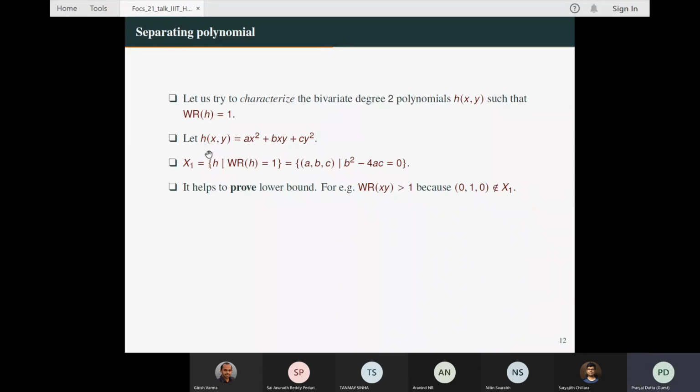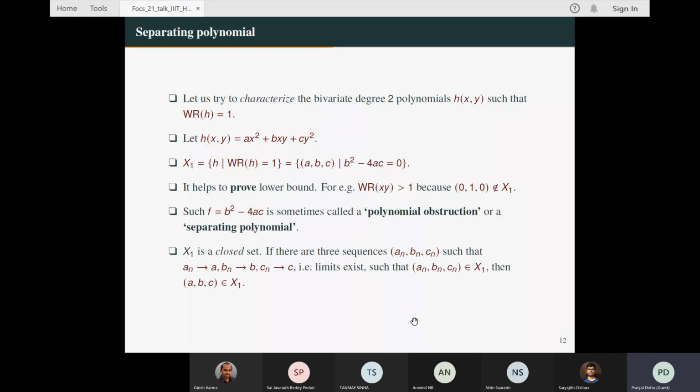If I can characterize this set, and by set I mean the coefficients, if there is some such kind of equation, I can actually prove a lower bound. So we call this polynomial b square minus 4ac a separating polynomial or a polynomial obstruction. I'll tell you why it is a separating polynomial, because this actually separates, but that will be clear in the next slide as well. For the time being, let's think of this as a separating polynomial.